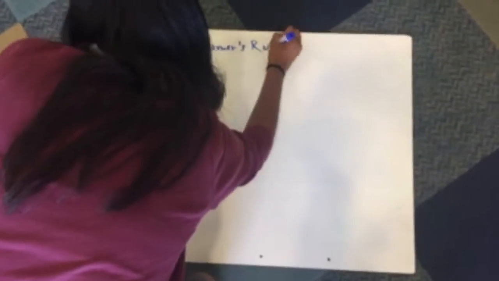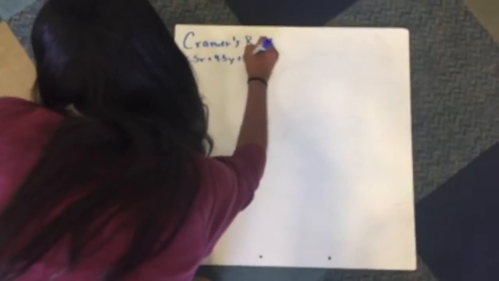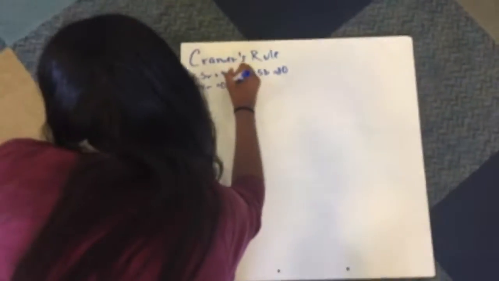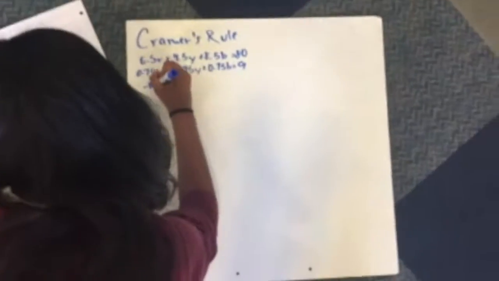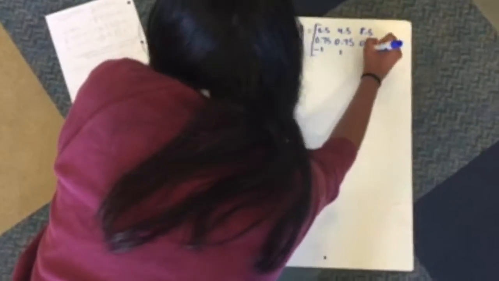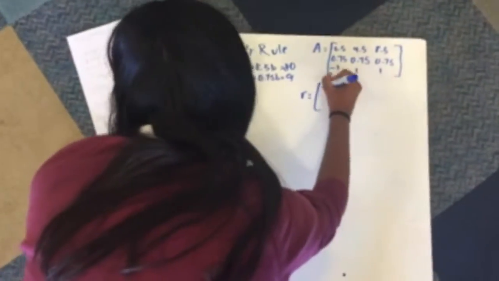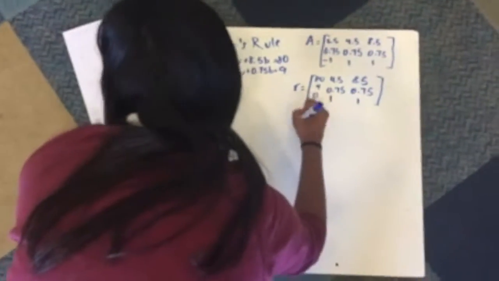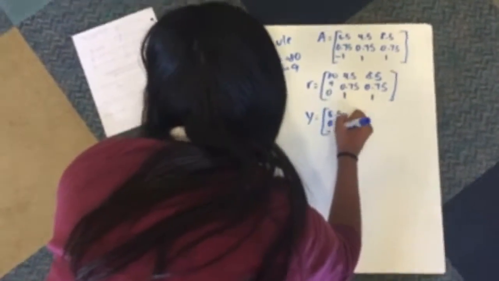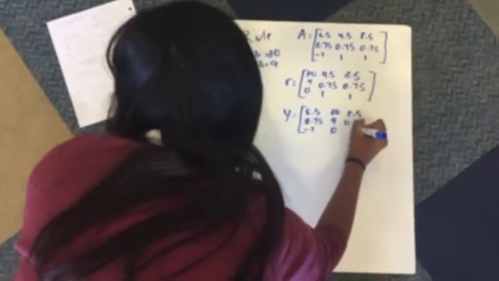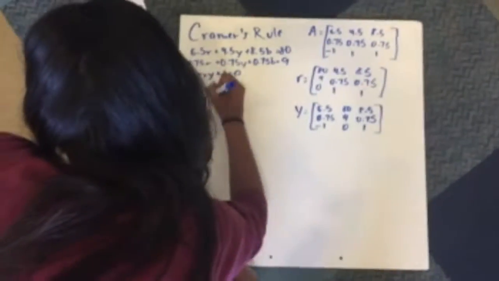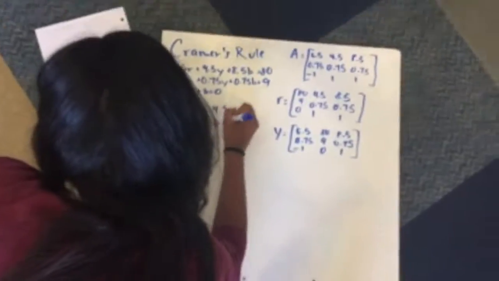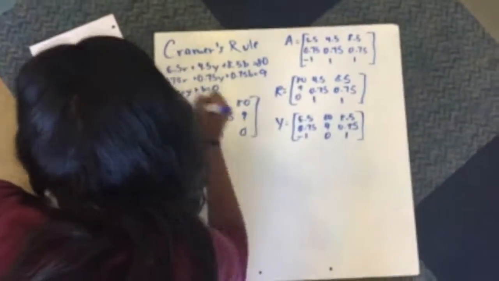Lastly, to solve, we're going to use Cramer's rule. First, we're going to write down our system of equations. Using the system of equations, we're going to make 4 matrices. The first is a parent matrix, where all the coefficients of all the variables are represented. Next, we're going to make an R matrix, where the R coefficients of the variables are replaced with 80, 9, and 0. Next, we're going to make a Y matrix, where the Y column is replaced. And then we're going to make a B matrix, where the B column is replaced.